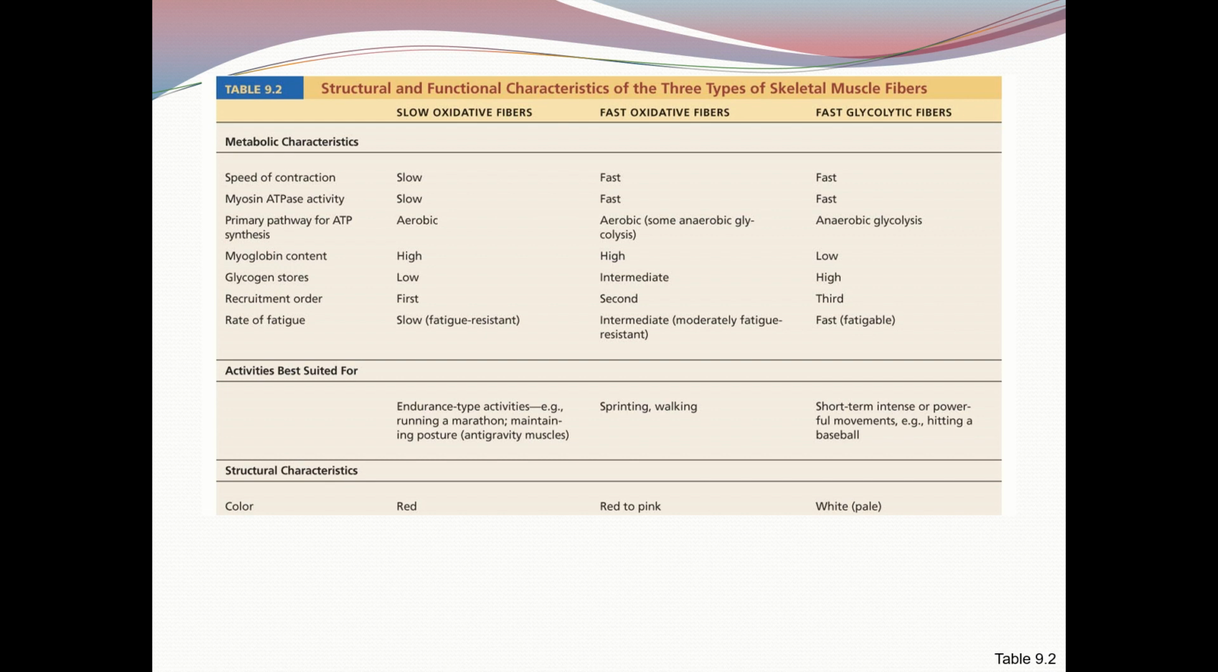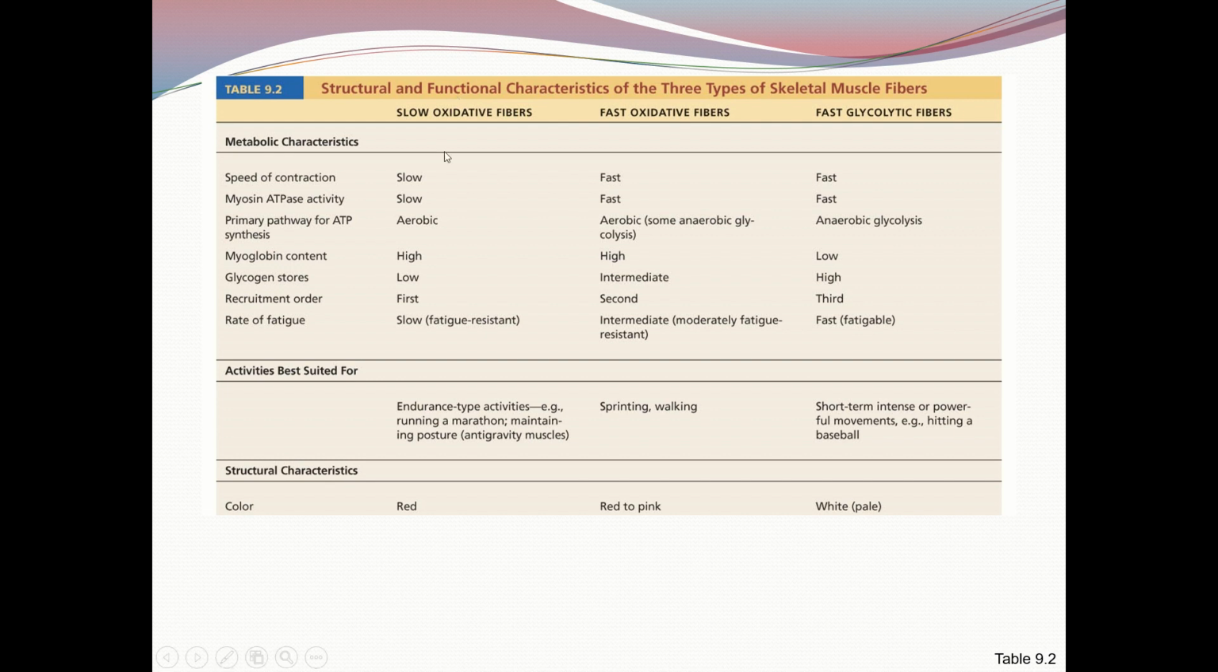And then we have fast glycolytic fibers, and the speed of contraction will be very fast. Myosin is moving fast. This is going to be glycolytic, so it's using anaerobic glycolysis, with low myoglobin content and high glycogen stores. It's the third in recruitment order, and it fatigues very quickly. So fast glycolytic fibers are best suited for short-term intense or powerful movements like hitting a baseball.